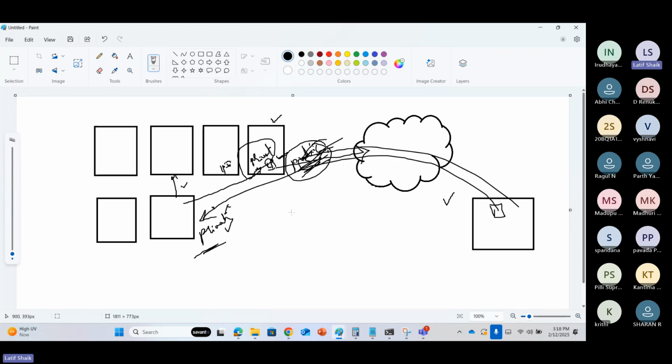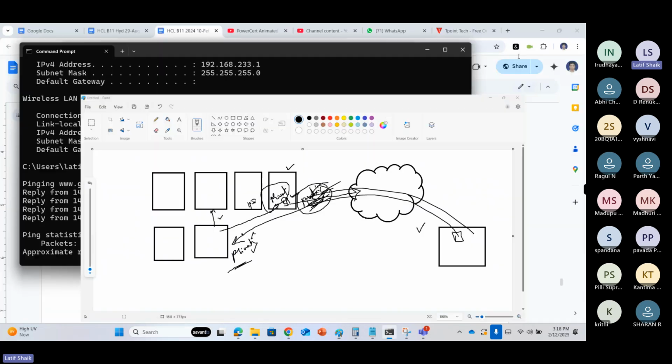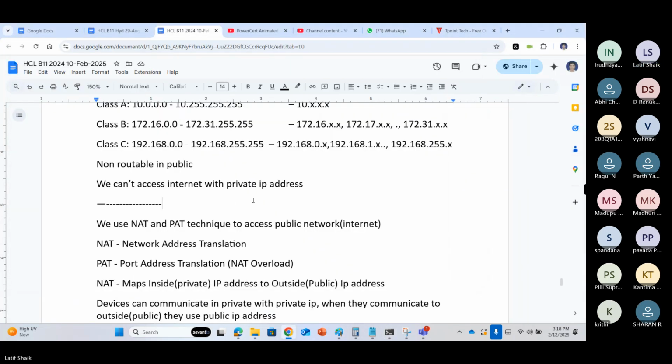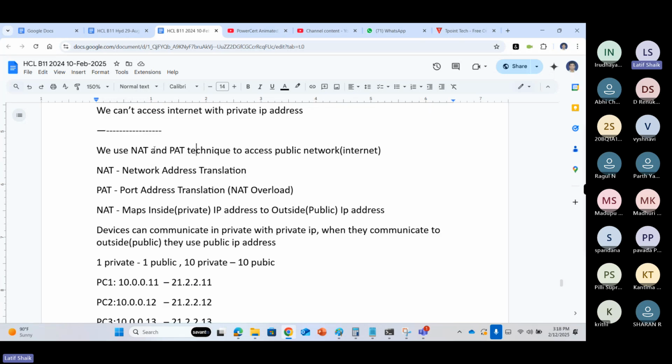But what about this IP address part? I have a private IP, but I'm able to access internet-related things. That technique is called NAT and PAT. We use NAT and PAT techniques to access the public network. Inside it is private only, but when you are communicating outside of your network, you need a public IP address.